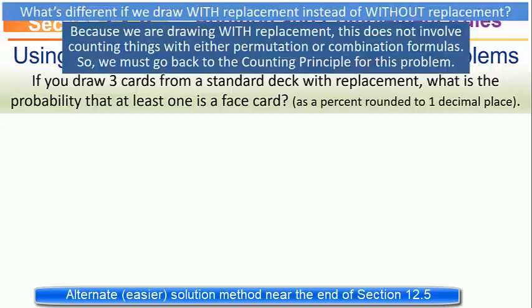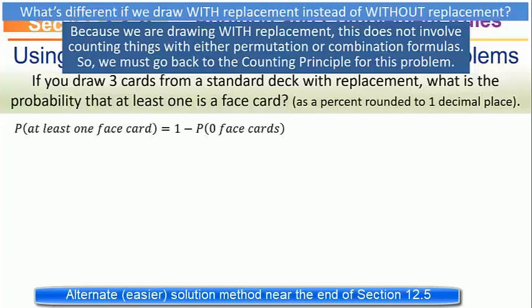What's different about it? Because we're drawing with replacement, this does not involve counting things using either the permutation or combination formulas. Those are what we use when we have distinct objects and we're looking at how many arrangements or how many ways we can choose from those. When we're drawing with replacement, it just doesn't fit that. So we have to go back to the counting principle for problems like this. And that's the difference between this problem and the one you just solved.